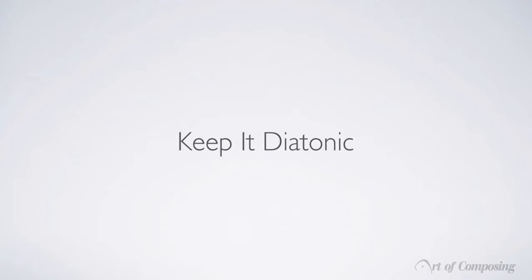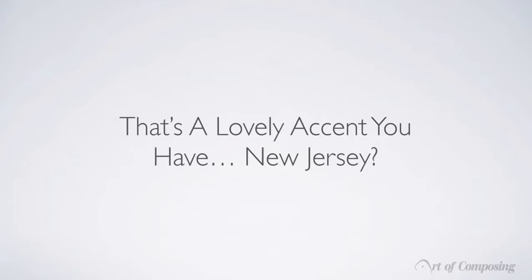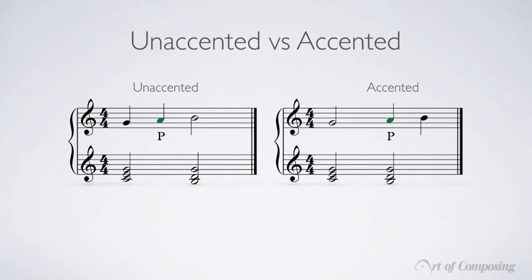Now, one last thing. For now, we are going to stick to unaccented non-chord tones. What does this mean? Well, basically, if you're changing the harmony, on the first beat of that harmony, you want to use a chord tone. For the most part, that should keep you within the confines of unaccented non-chord tones.